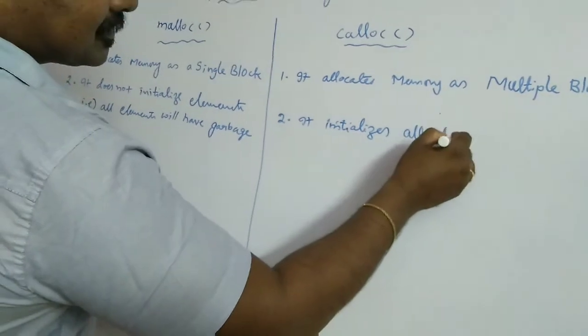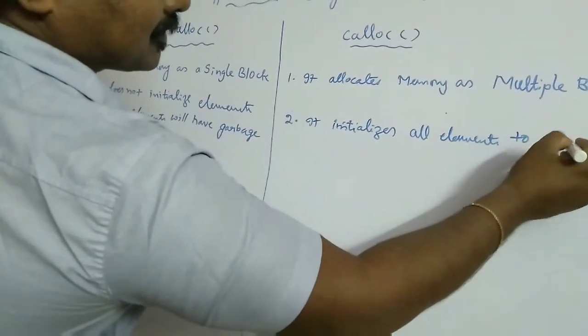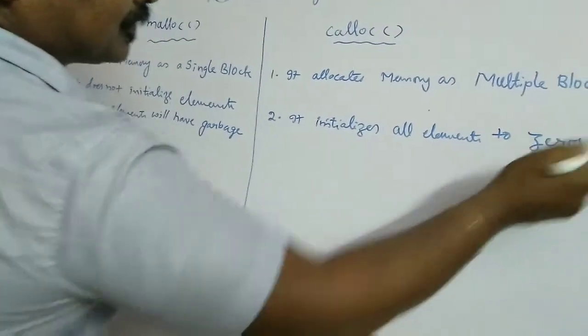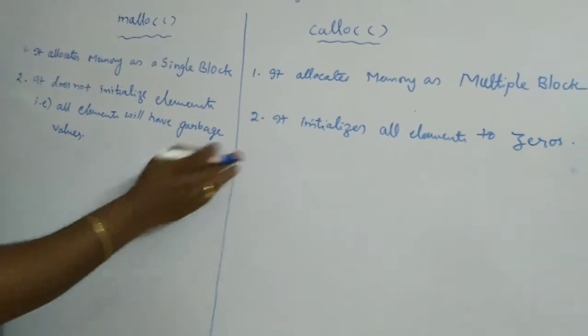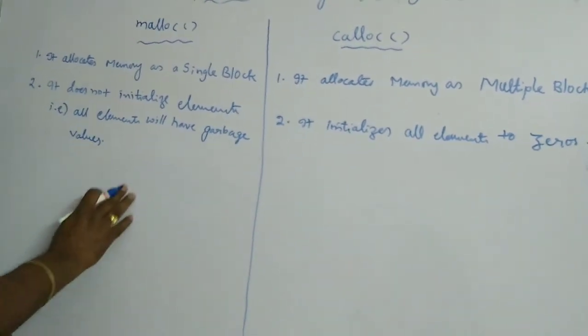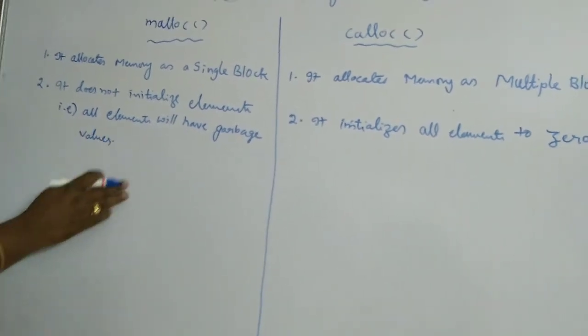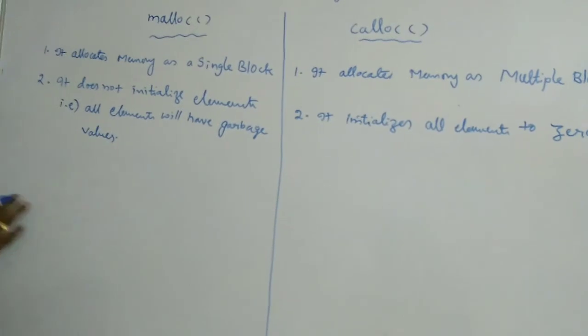all elements to zeros. Okay friends, so what is the use of this calloc is, it will create the array and all the elements are initialized to zeros. But malloc creates the array but all the elements are not initialized, that means it will store only garbage values.